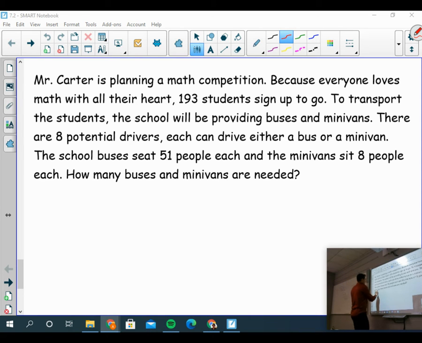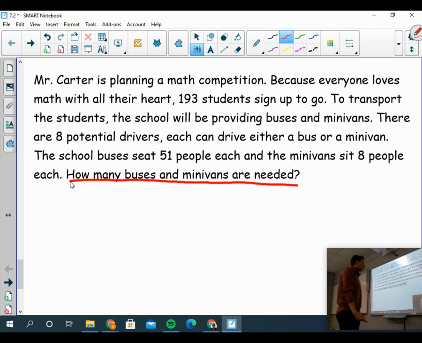I'm just going to look at what I see and try and answer the problem. So the first thing I need to identify is, what are we trying to do? What do we need to know? They need to know how many buses and how many minivans are needed to transport all these kids. How many kids are we looking to transport? 193. Okay? So let's start to think this through.